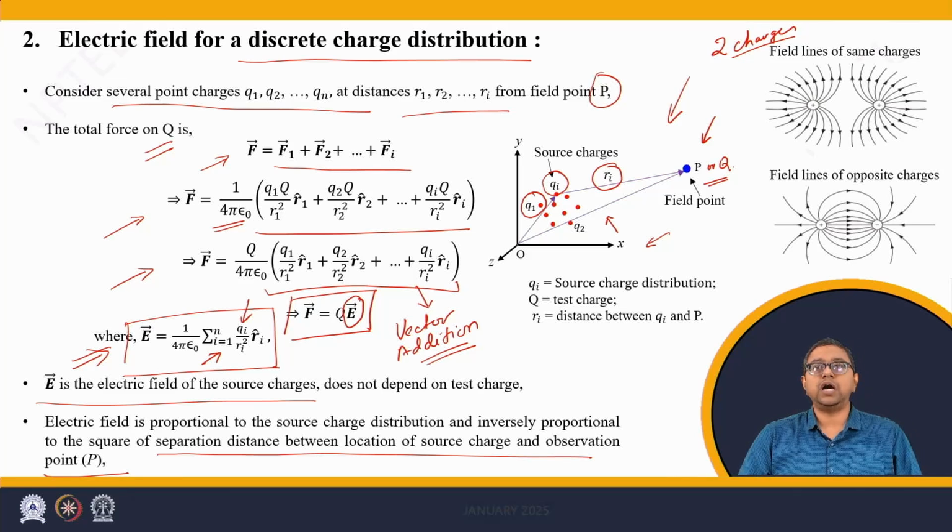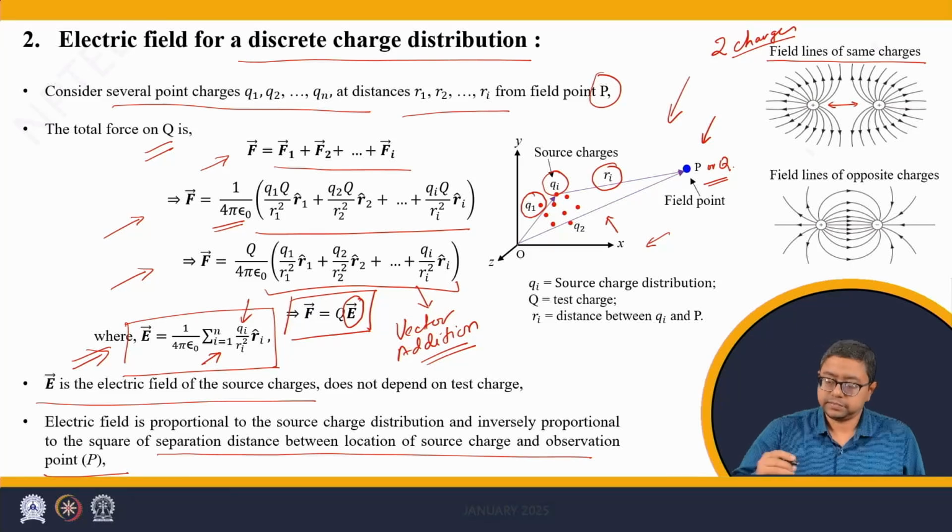Now, these two charges are placed at a certain distance from each other. They form a charge couple. Note that the charges are of the same sign. Both are positive charges. The field lines are shown here.